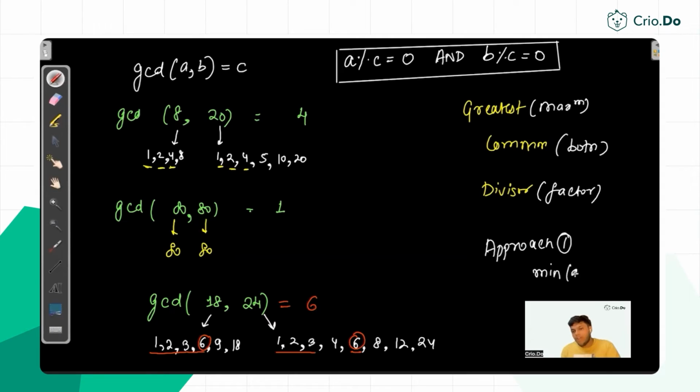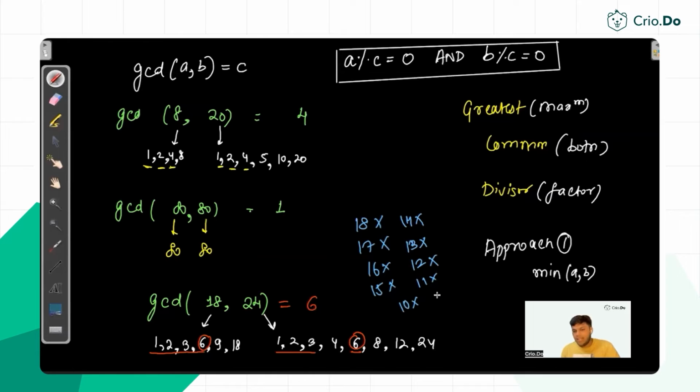So start from the minimum of a comma b. That is 18 in this case. Check whether 18 is a factor of both numbers or not. No, 18 is not. So let's try 17. 17 is also not. 16, no. 15, no. 14, no. 13, again no. 12, although 12 is a factor of 24, it is not a factor of 18. So it should be a common divisor of both. No. 11, no.